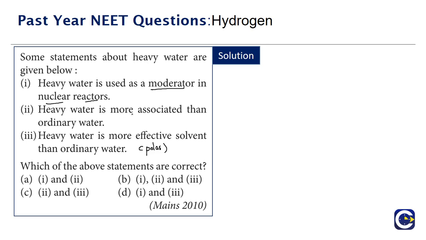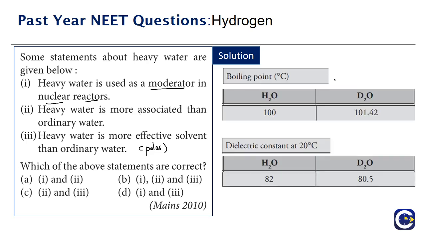The second point is about heavy water being more associated than ordinary water. When we look at the boiling point comparison, ordinary water at 1 atm external pressure will boil at 100 degrees centigrade, whereas the boiling point of heavy water is 101.42, which means the boiling point of heavy water is higher. That would mean heavy water must have stronger intermolecular forces, or heavy water must be more associated than ordinary water. So option 1 is correct and 2 is also correct.